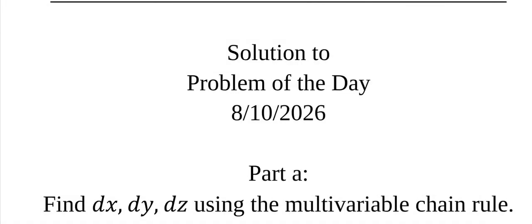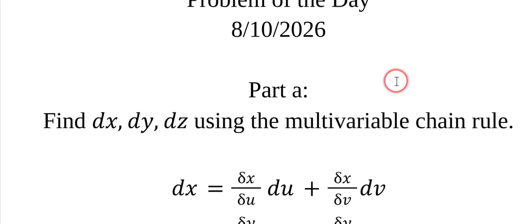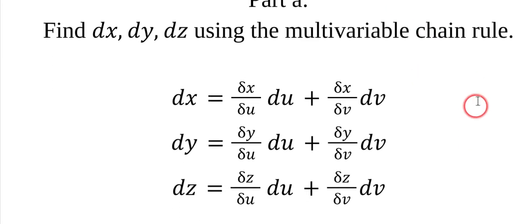Okay, welcome. This is the solution to the problem of the day that was posted this morning, 8:10. Part A, we said find dx, dy, dz using the multivariable chain rule. And I know you know how to do this, right? So ∂x/∂u du, ∂x/∂v dv, ∂y/∂u du, ∂y/∂v dv, ∂z/∂u du, ∂z/∂v dv. Okay, I know you know how to do that, but we had to do it.